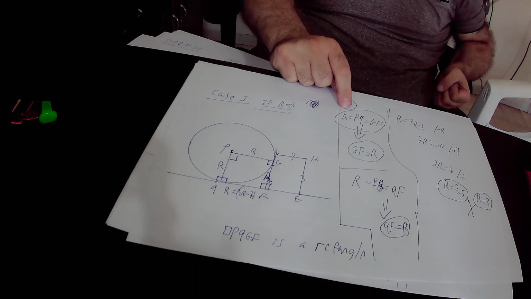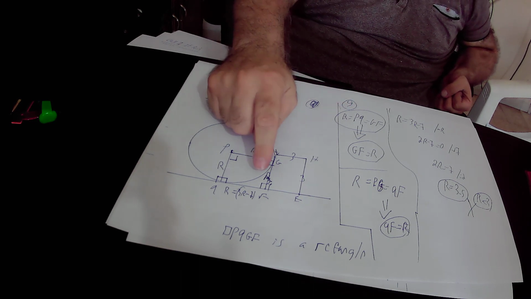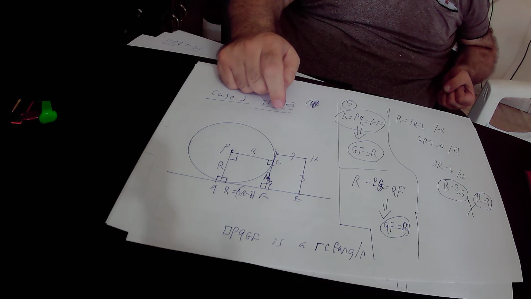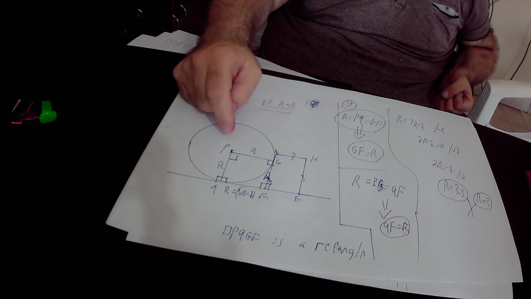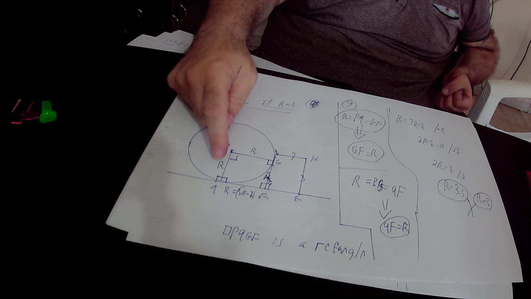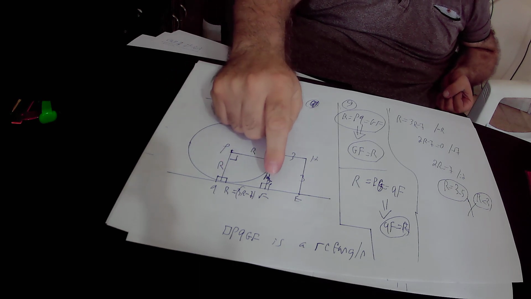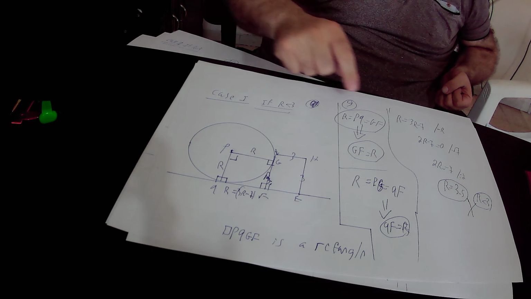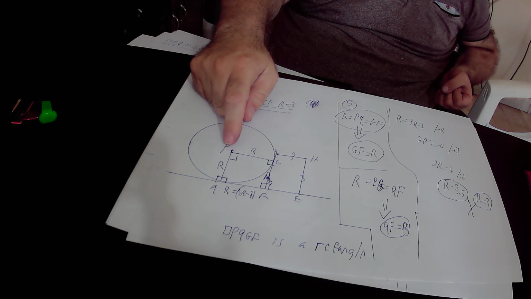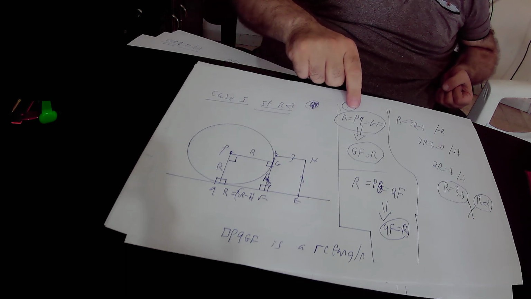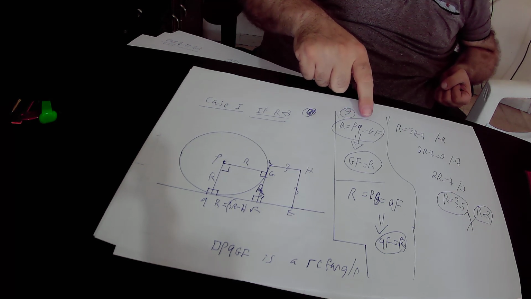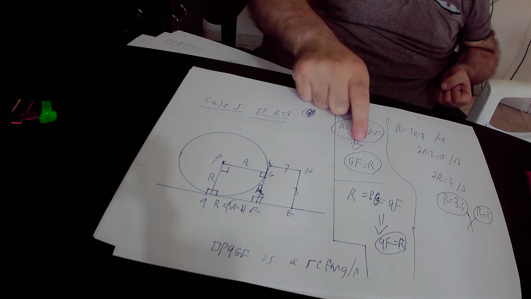Okay, therefore QF must also be equal to R. Likewise, according to the same rule, PQ equals GF. But PQ equals R, it is the radius of the circle, so from this equation, R equals PQ equals GF, we will derive that GF is also equal to R.